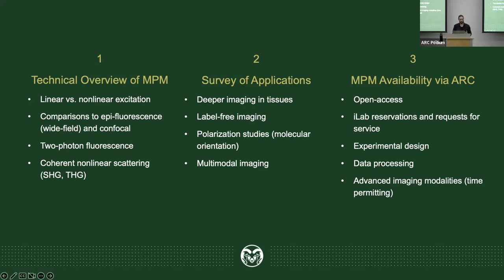This is the first time, to my knowledge, there's no other multiphotons on campus. I've been kind of hanging out and doing microscopy here for just over a decade now, and I don't know of any other multiphoton systems, certainly none that are open access. This system will be. And so that's the main thing that I want you to take away today: what is multiphoton? How might it work for my research? And what can I do with it here on the CSU campus?